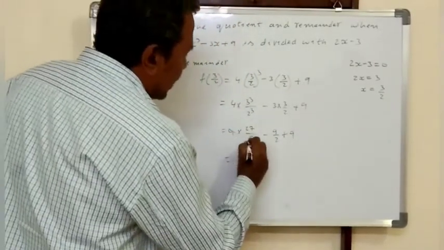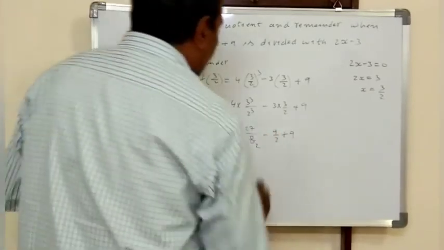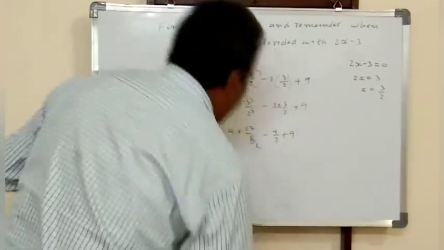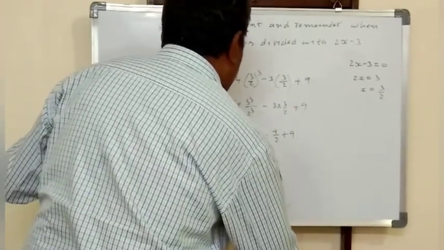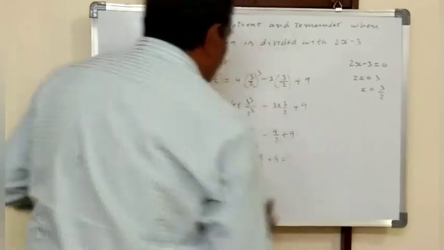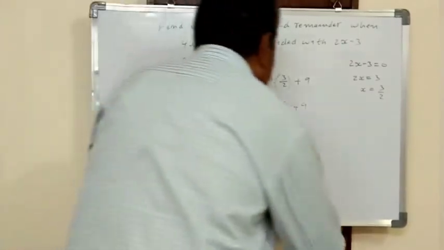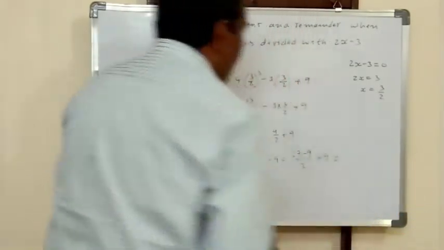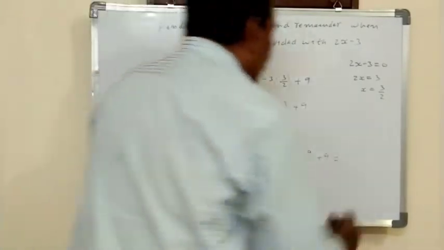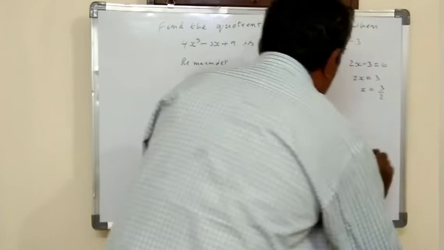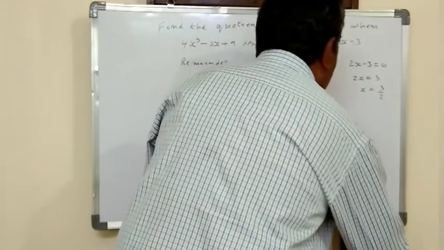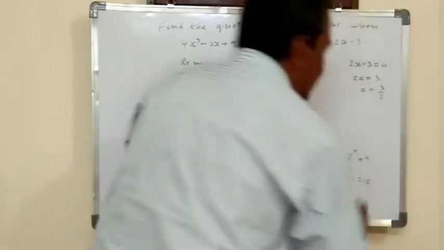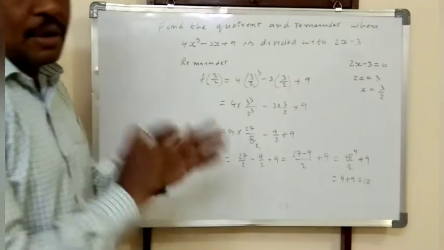4 cancels 8 two times, so 27 by 2, minus 9 by 2, plus 9. These two are like fractions, so this can be written as 27 minus 9 by 2 plus 9. 27 minus 9 is equal to 18, 18 by 2 is 9, and 9 plus 9 is equal to 18. So the remainder is 18. So we got the remainder.